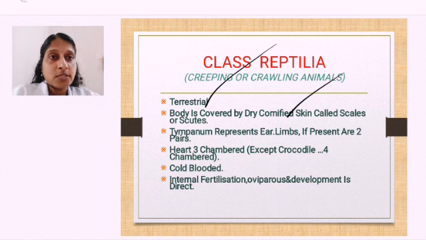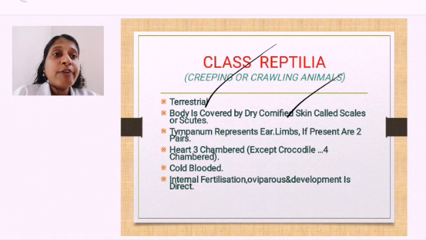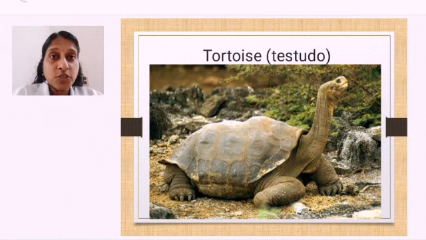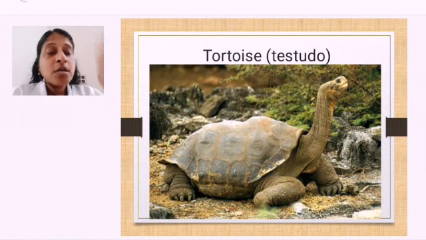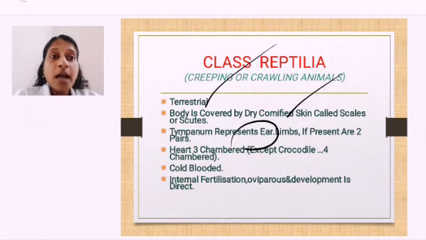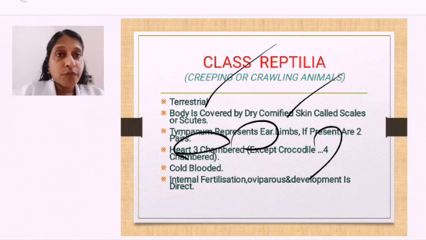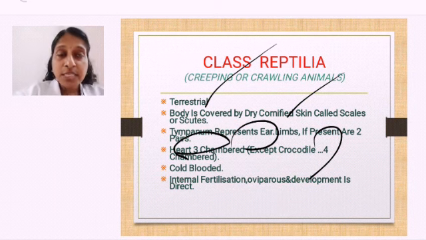So dry it is, not that wet. Okay, then tympanum represents the ear. Membranous ears will be present, which are not that visible like our ears; we cannot see them. And the heart is usually three-chambered, excepting the crocodile, which has a four-chambered heart. That is an exception.